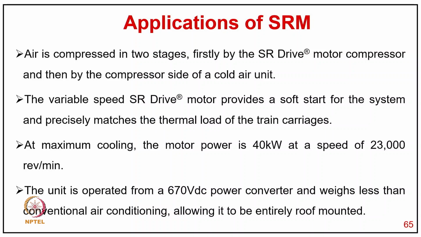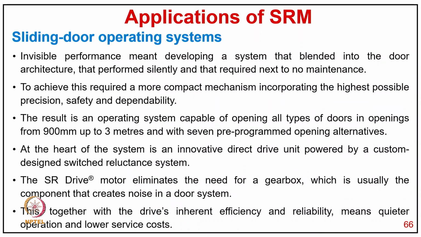At maximum cooling, the motor power is 40 kilowatt at a speed of 23,000 RPM, and the unit is operated at 670 volt DC power converter and weighs less than the conventional air conditioning system, allowing it to be entirely roof mounted.